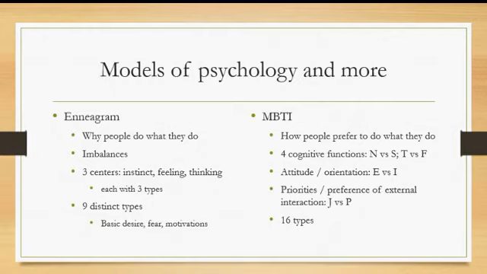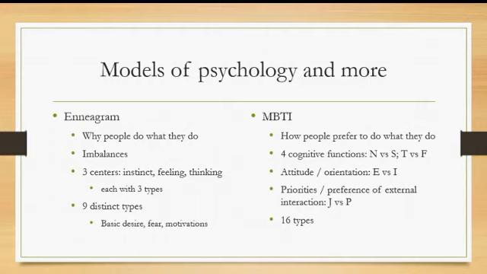The Enneagram types are based on imbalances in three different centers, as the theory goes: the instinctual center, the feeling center, and the thinking center. Each center has three types within it, and so you get 9 different types, each of which has basic desires, fears, and motivations, which constitute a big component of the type.